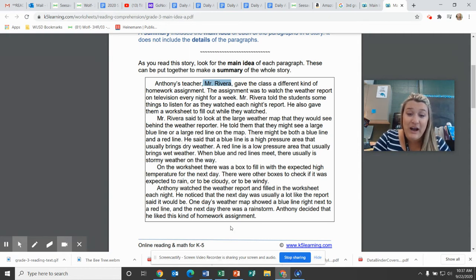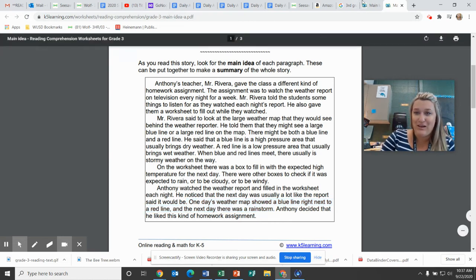On the worksheet, there was a box to fill in with the expected high temperature for the day. There were other boxes to check if there was expected rain or to be cloudy or windy. Anthony watched the weather report and filled in the worksheet each night. He noticed that the next day was usually a lot like the report said it would be. One day's weather map showed a blue line right next to a red line, and the next day there was a rainstorm. Anthony decided that he liked that kind of homework assignment.